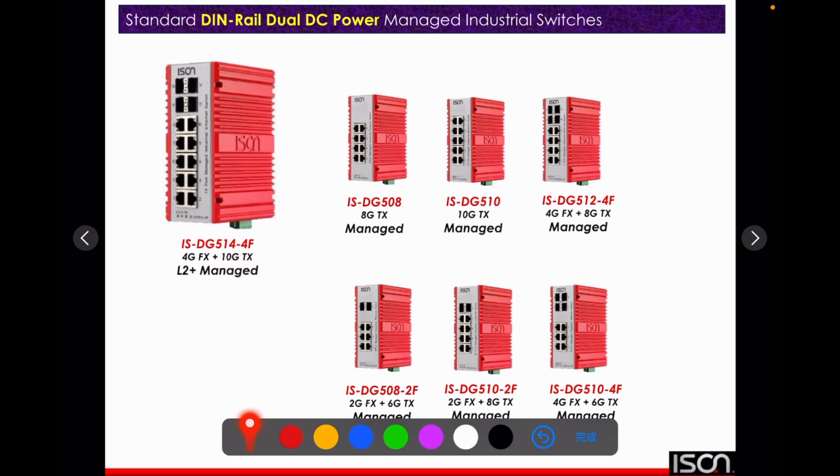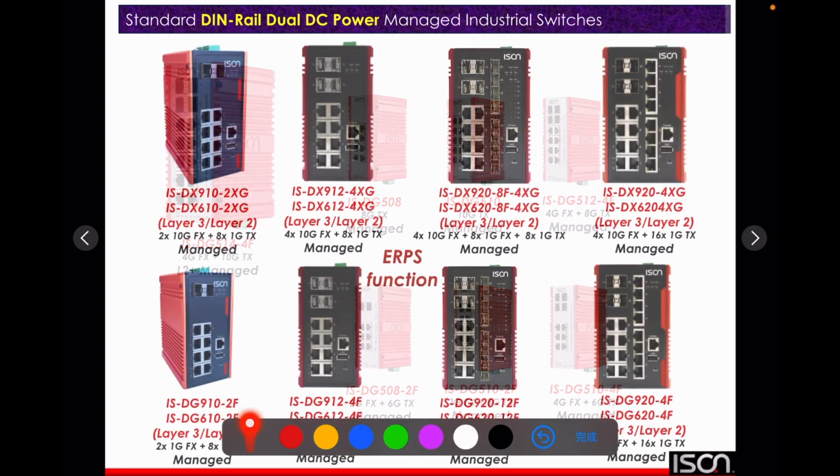The IS-DG500 series is a standard DIN rail dual DC power input managed industrial switch. It provides 8 to 14 ports for optional. It's the most popular series of ISON's product, with gorgeous compact outlook and over 30 software functions.